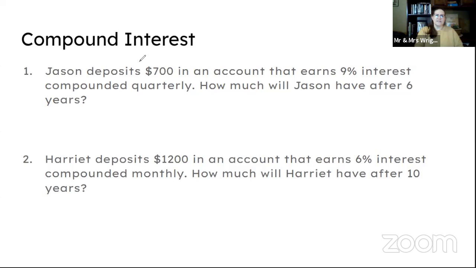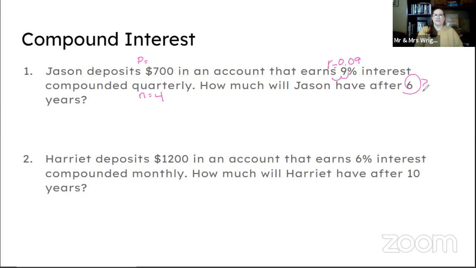Jason deposits $700 into his account. So P is 700. It earns 9% interest. So R is 9% or 0.09, because remember, the decimal point moves 2 places to get to the decimal for the percent. It's compounded quarterly. So N equals 4. How much will Jason have after 6 years?